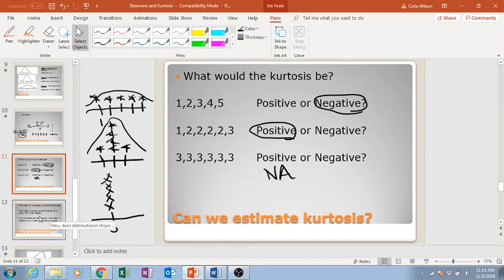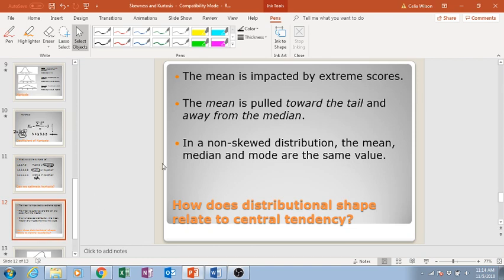Okay, so let's continue. How does distributional shape relate to central tendency? Okay, so the mean, like I was talking about earlier with home prices, the mean is impacted by extreme scores. All right, and if you think about that, that makes sense. So say you're in a classroom, and maybe you're a student, and everybody scores around 70, except you have 3 or 4 people who score 98, 99, 100. They're going to mess up the mean, aren't they?